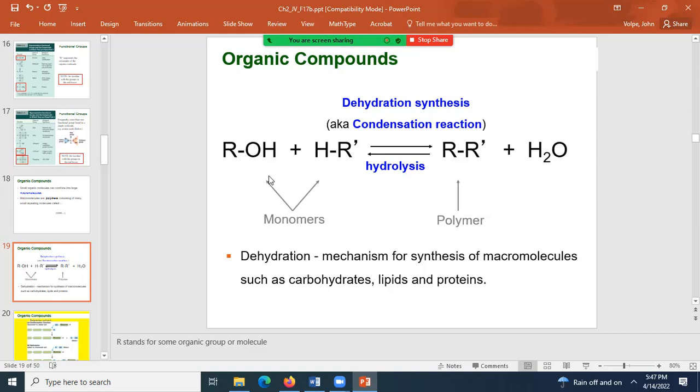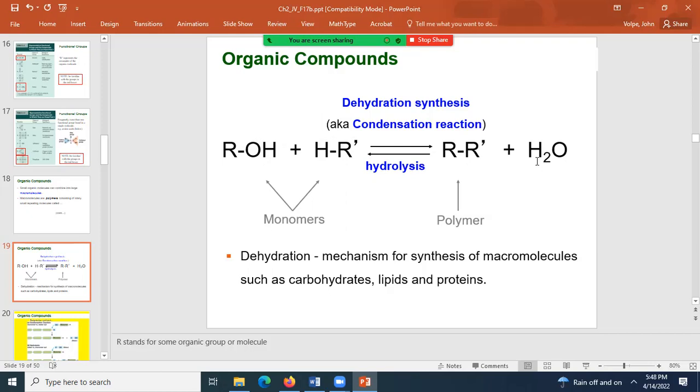You'll note that when your monomers, the ROH, comes together with the HR, and the R can stand for essentially anything organic in this case. They come together so that the R binds directly to the R, and the H comes off of this monomer, and the OH comes off of this monomer in dehydration synthesis to form water.